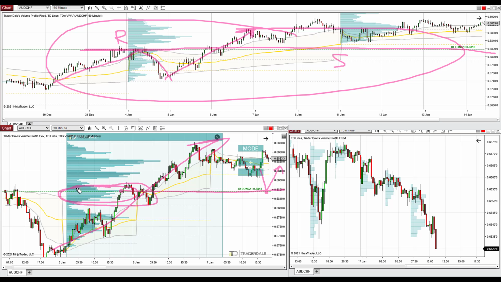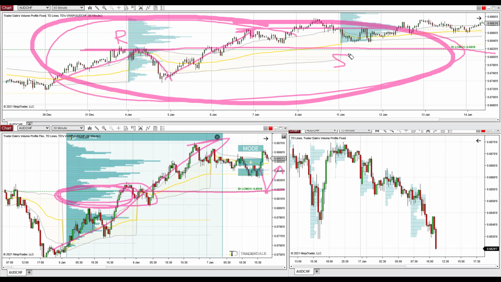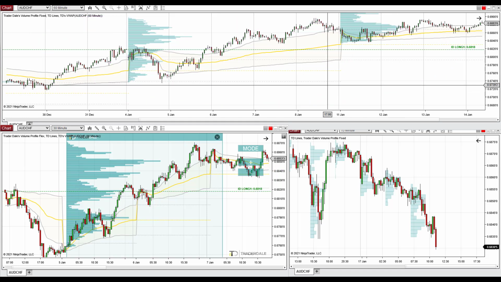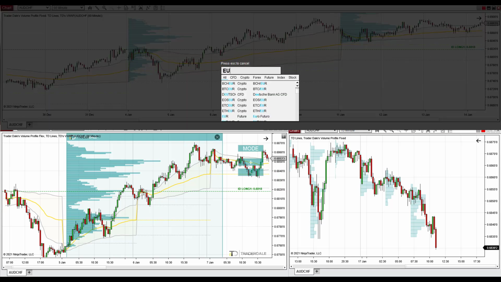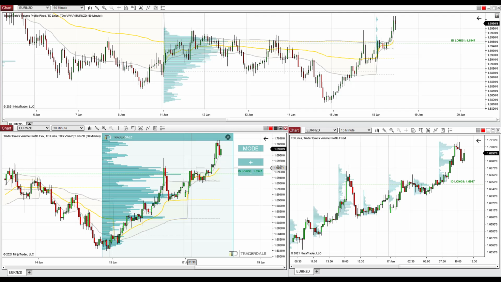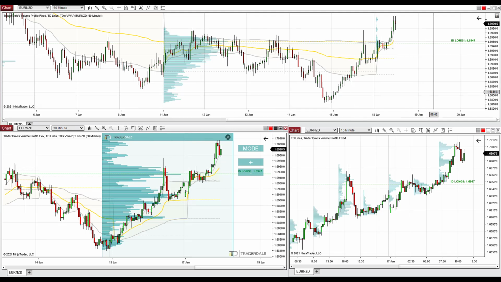Alright, so this is the volume-based setup, the one with the volume cluster, and at the same place we have the price action setup, resistance becoming support. Alright, so that's for the Australian dollar Swiss franc, and let's now go into the next pair, which is the euro New Zealand dollar. So what you see before now is the euro New Zealand dollar, another trading idea.